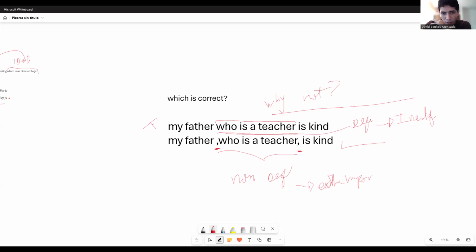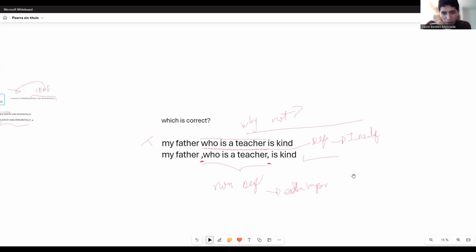Because the first sentence has extra information. Okay, I'm going to explain very easily. Look at this. You know that this information is important to identify, right? And this information is extra information. It's not necessary. What is the difference? If you use this one, it means you need to identify. So you say this information because you need to identify, right?